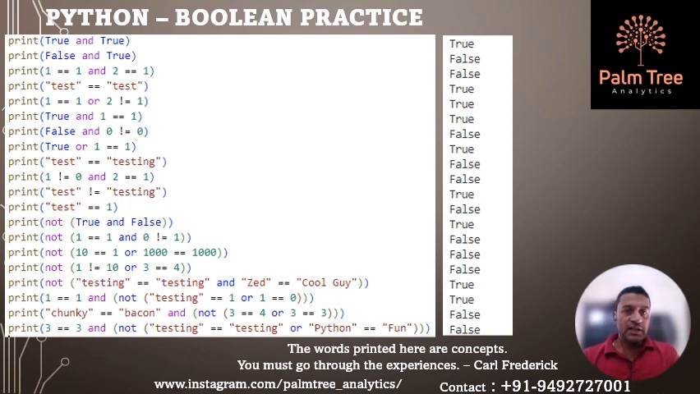Like this, strings can also be compared. "Test" is one string and "test" is another string, so both are equal. Again we are asking equality, right? So that one results in true. Like that, there are many operations possible with the boolean.